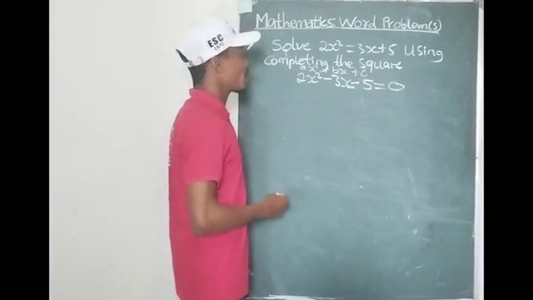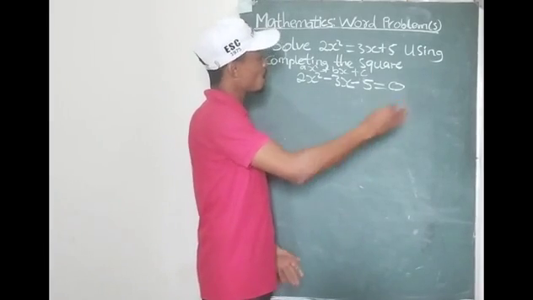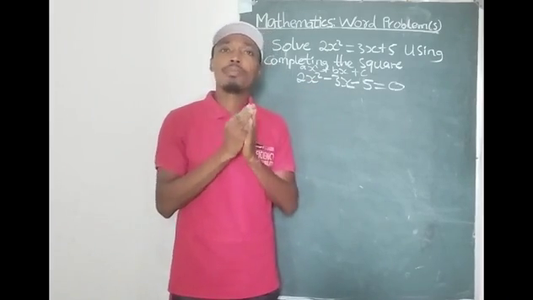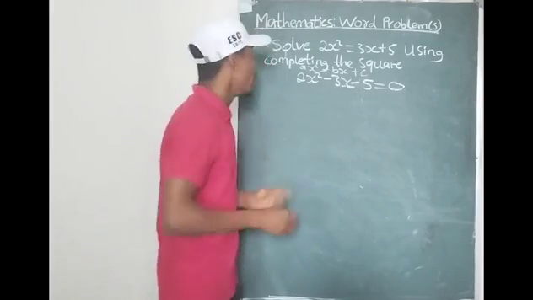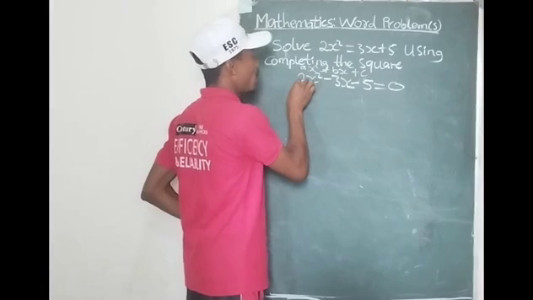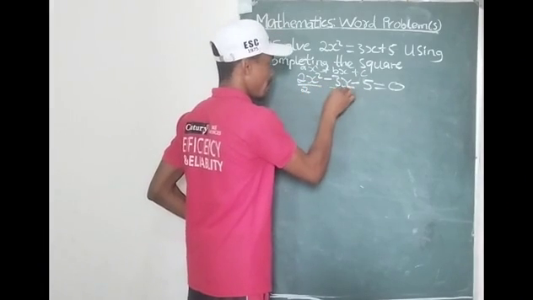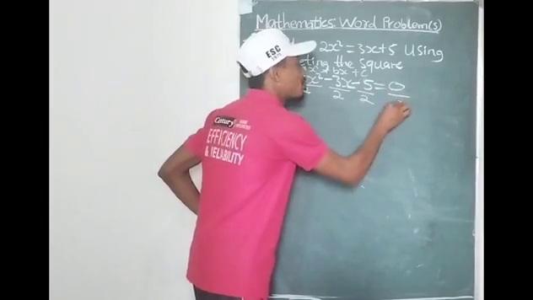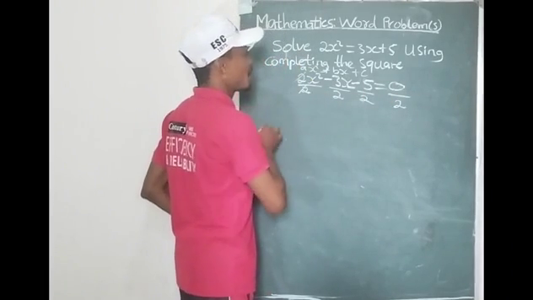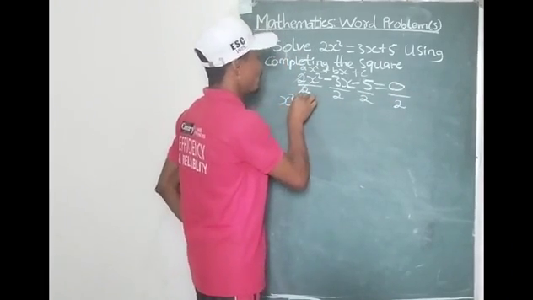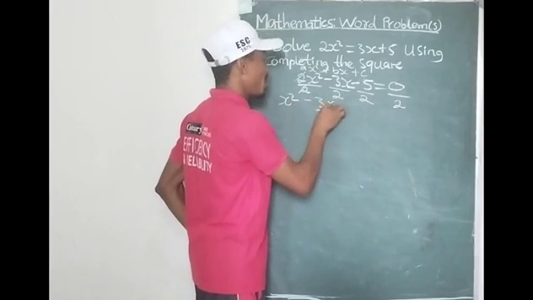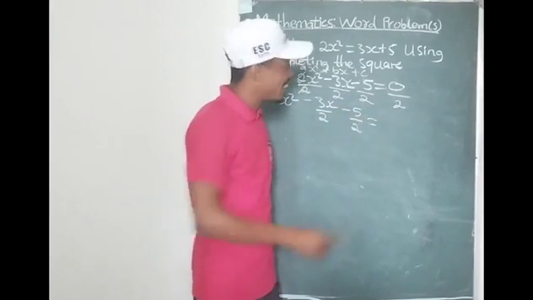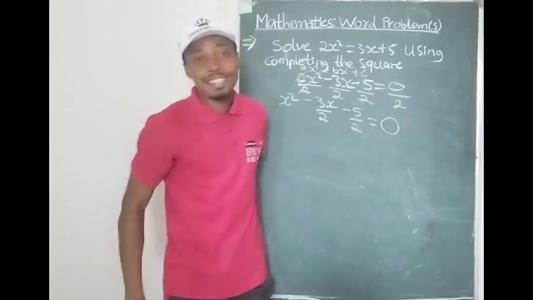Alright, so the first step was that we divide all through by the coefficient of x squared, so that the coefficient of x squared will be unity, that's 1. Alright, so the coefficient of x squared is 2, so I'm going to divide all through by 2: minus 3x by 2, minus 5 by 2, and I'll divide 0 by 2. So this would become x squared minus 3x all over 2 minus 5 all over 2. Of course, 0 over 2 is 0.